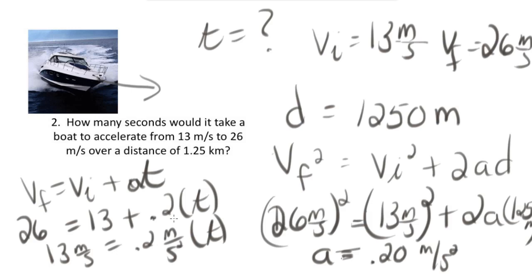But more importantly, I also wanted you to see that you are going to end up in seconds because this meter is going to cancel out with this one. And then one of the seconds cancels out, but you're still left with one. So when you go through and do 13 divided by 0.2, you get 65 seconds. So it's 65 seconds is the answer for the time of that boat.